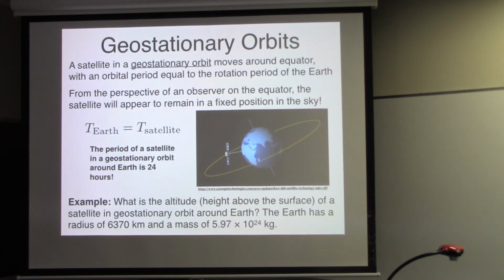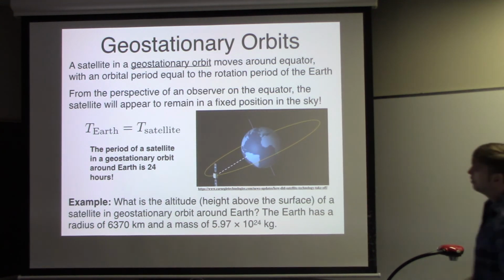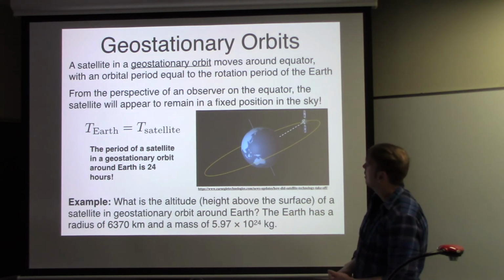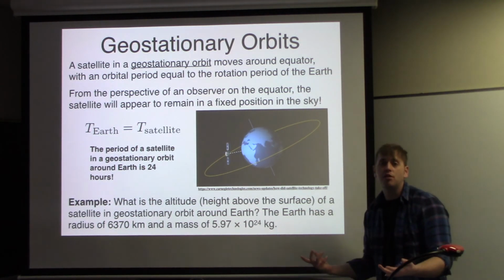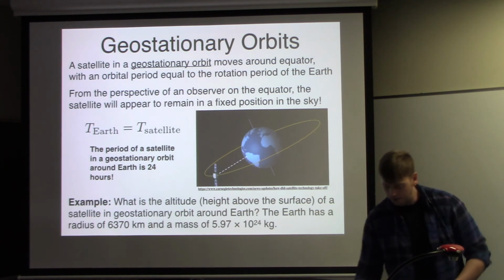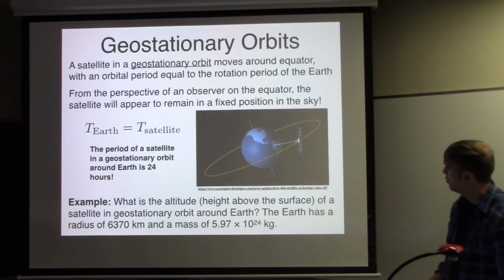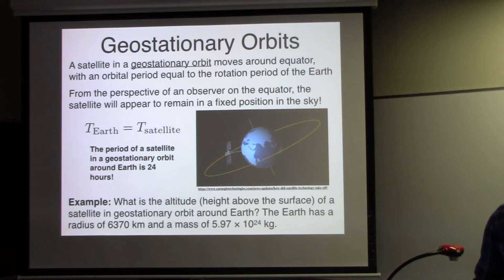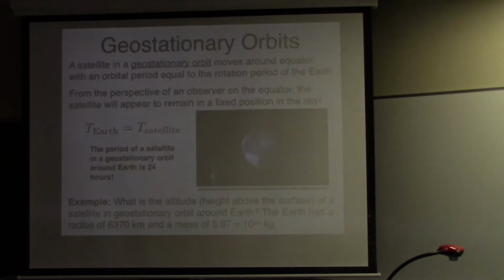But the example that I want to go through is: what is the altitude, the height above the surface, that you have to put a satellite so that it's in a geostationary orbit around the Earth? We know the mass and the radius of the Earth from before. We're going to use those numbers. So let's work it out.